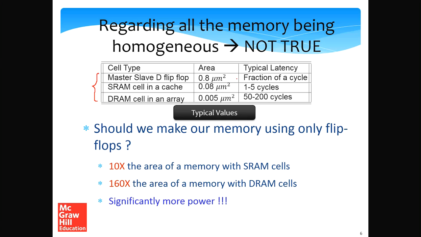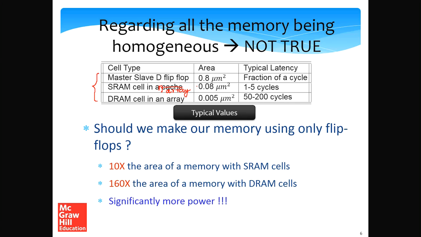So in a fraction of a clock cycle, it's possible to access the flip-flop and also do more work. In contrast, if I consider an SRAM cell, in an array of SRAM cells, for storing a single bit, it is actually 10 times more area efficient. So the area that it takes is around 0.08 micron square, and the typical latency will be 1 to 5 clock cycles.